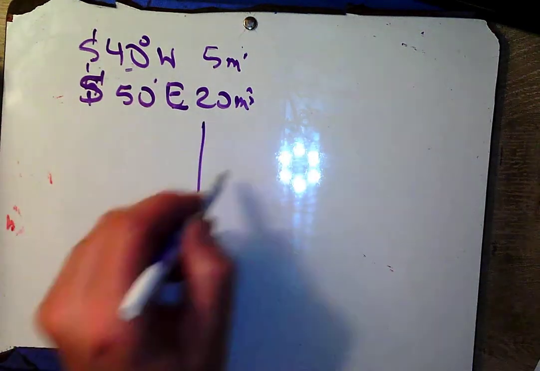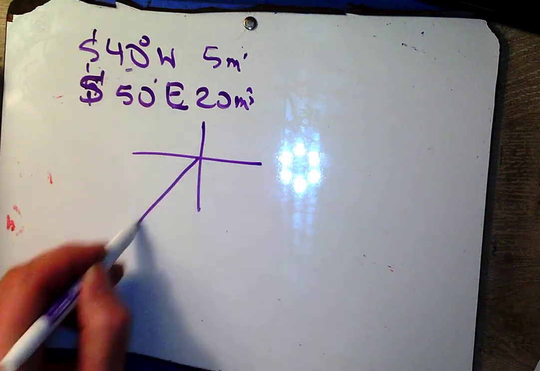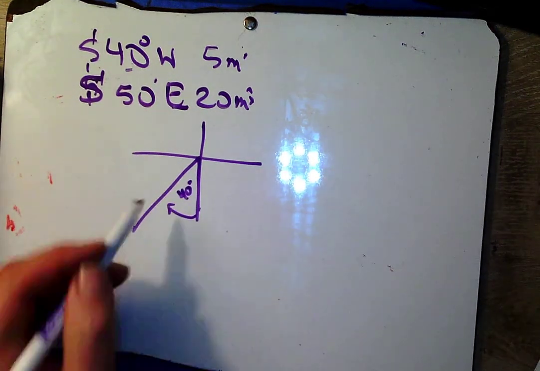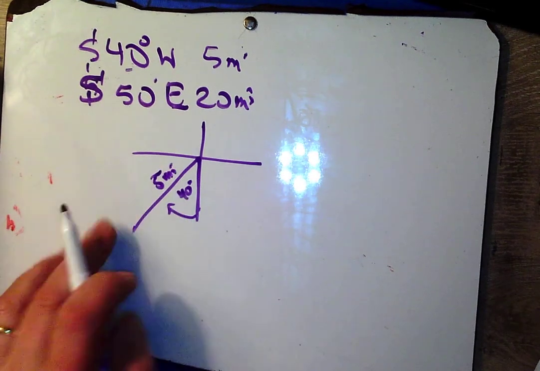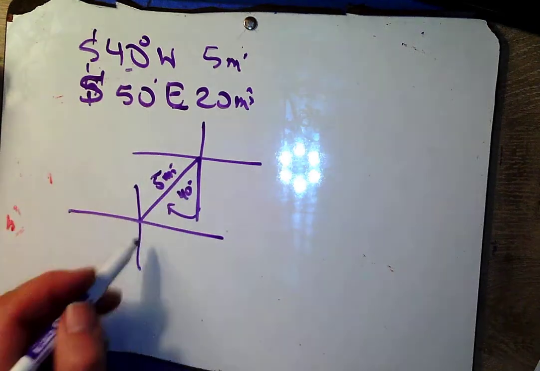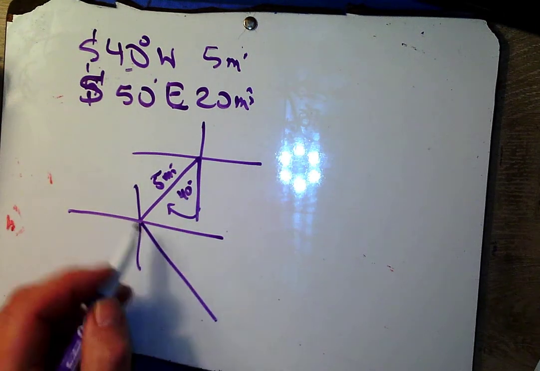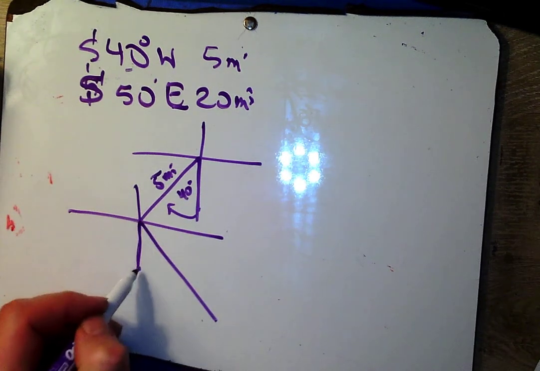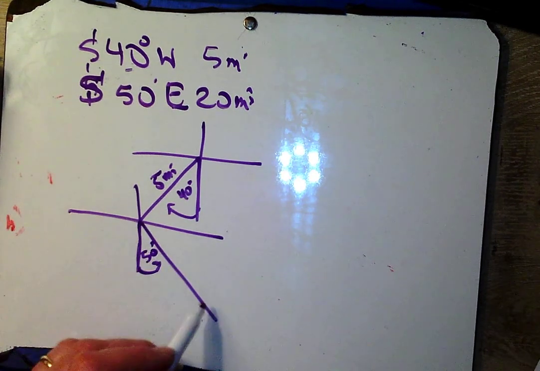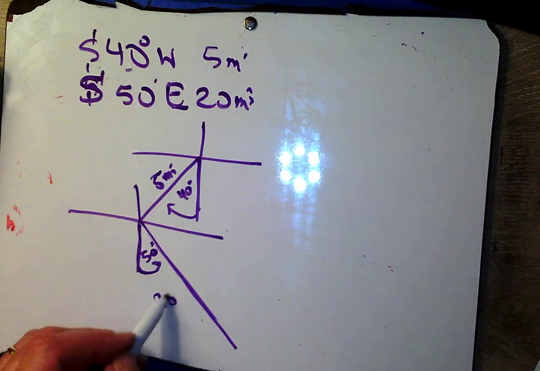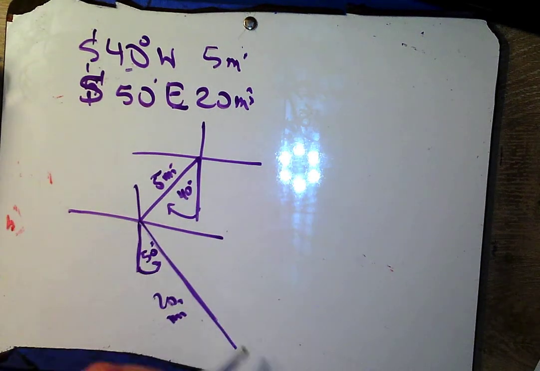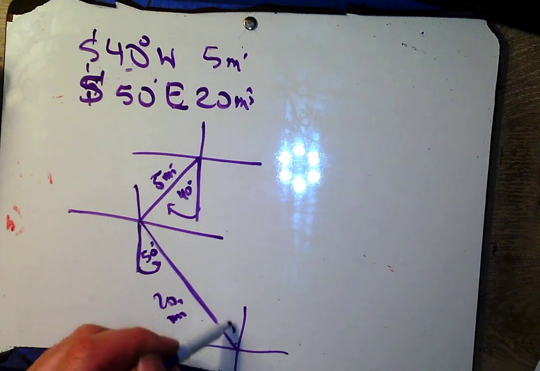Okay, so let's go south 40 west, heading south, and then 40 degrees west for 5 miles. And we stop, and we turn, and we go south 50 degrees east, and we go for 20 miles. This should be 4 times as long as that. And we get to here, and we want to go home again.